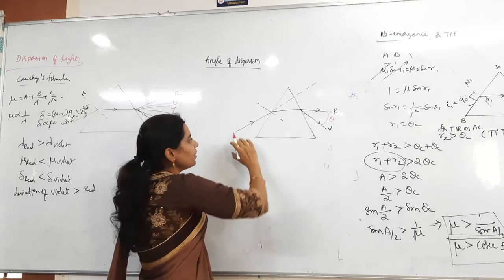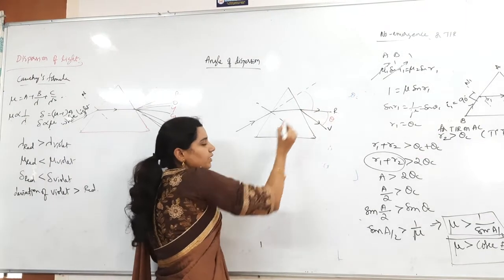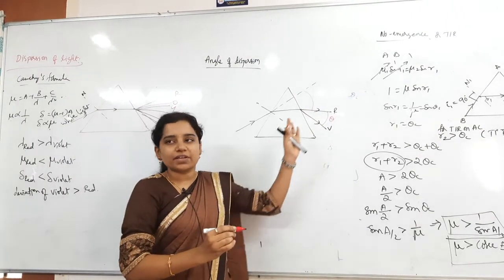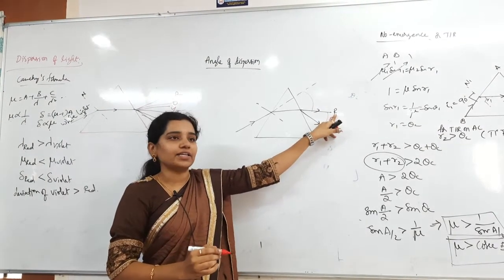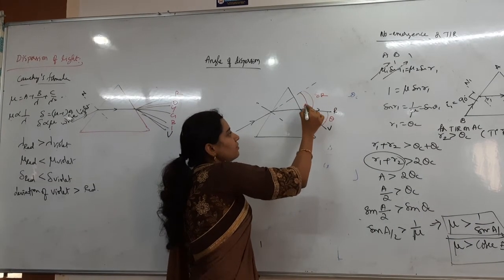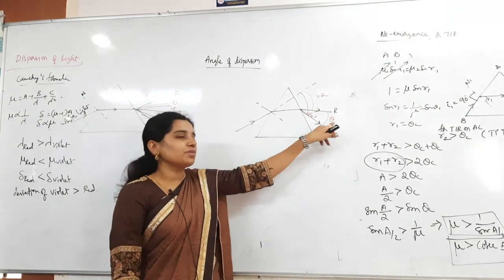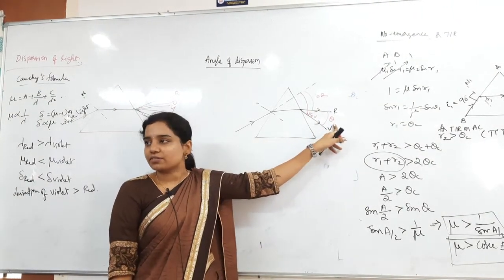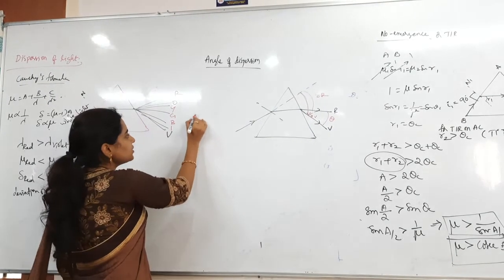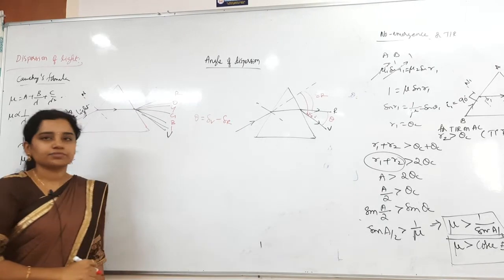Before that, whenever I extend the incident ray, this is what here? Deviation only, right? Deviation of which ray here? Red color, so deviation of R. This is what here? Deviation of violet. Very good. The difference between them is known as what here? Angle of dispersion. Clear? So theta is equal to delta V minus delta R.